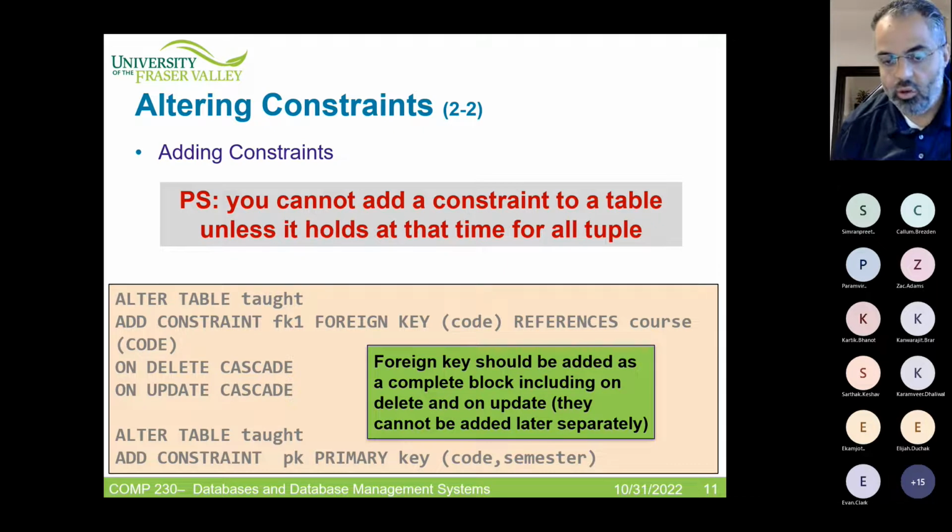As I said, the foreign key should be added as a complete block, including on delete and on update. They cannot be added later separately. So if you have already created a foreign key and you didn't specify on delete and on update, in this case you should delete the foreign key and add it again with on delete and on update cascading, or maintain the referential integrity constraint in this case.